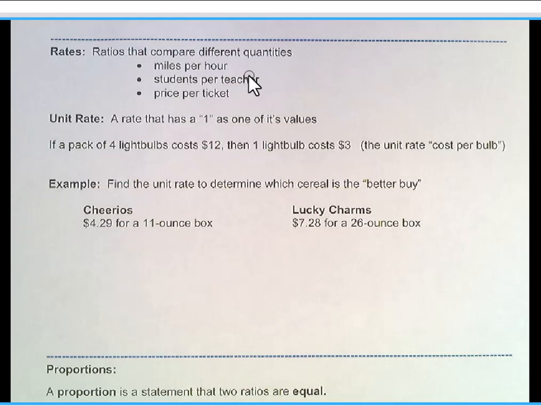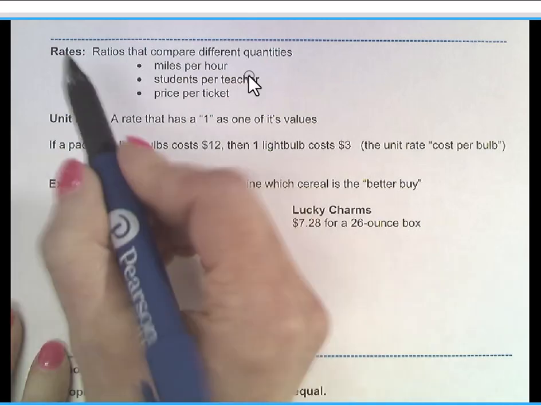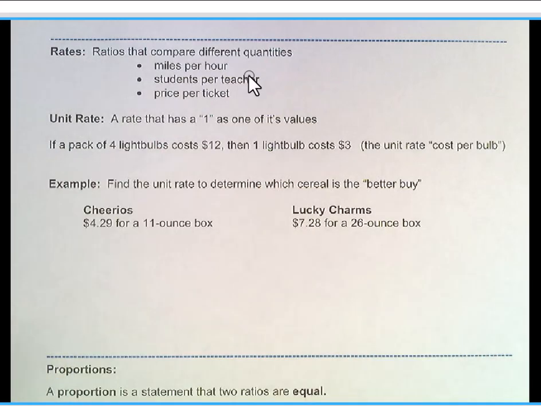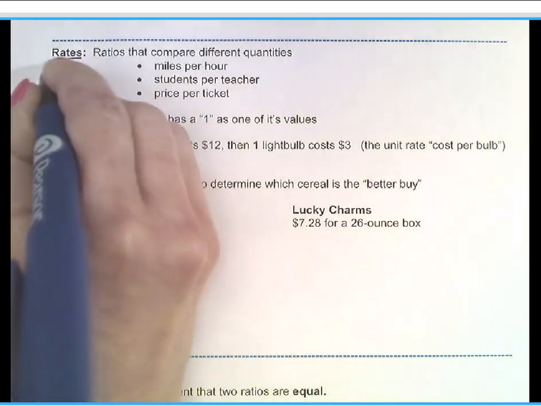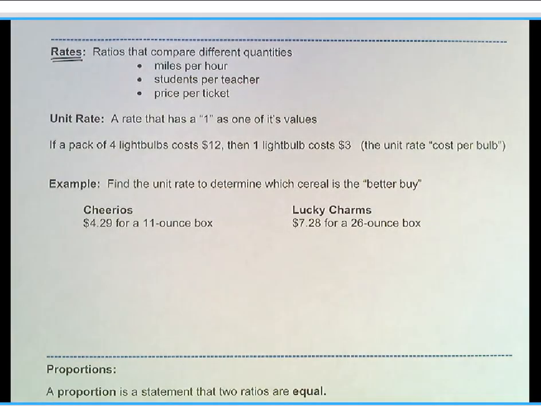Now we're going to talk about rates. Rates are ratios, and I know that these words look so similar, but there's a slight difference. A ratio compares the same quantity, like centimeters to centimeters, or dots to dots, or people to people, where it's the same units. A rate, specifically, is a ratio that compares different quantities, and you're going to notice a new word's going to pop up in these.